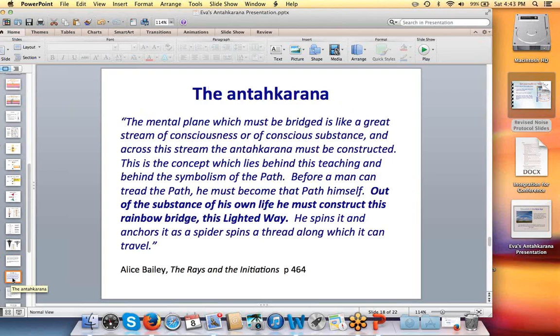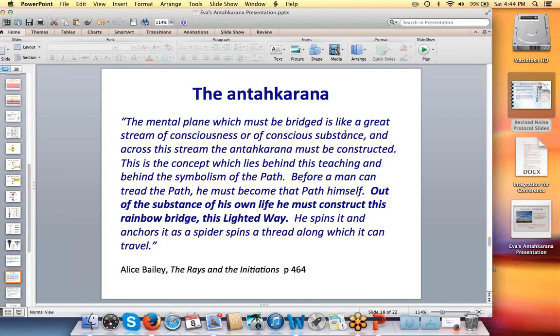Now, I love this quote. It's from the Tibetan, and sometimes I just use that for people to spring off and to give me thoughts and ideas. But we've pretty well covered most of this, so let's see what it says. The mental plane, which must be bridged, is like a great stream of consciousness or of conscious substance. And across this stream, the Antahkarana must be constructed. Now, we realize we're talking here about the entire mental plane, not just the lower concrete mind. We're talking about all three parts of the mind.